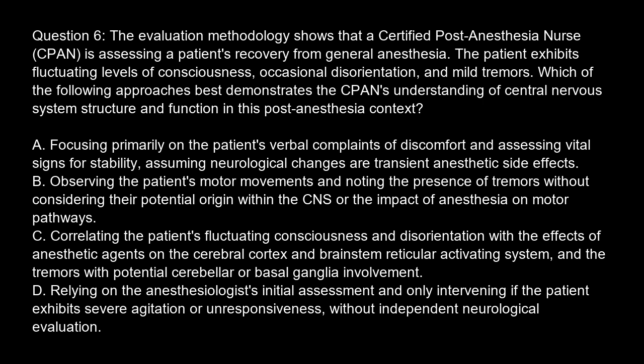Option B. Observing the patient's motor movements and noting the presence of tremors without considering their potential origin within the CNS or the impact of anesthesia on motor pathways. Option C. Correlating the patient's fluctuating consciousness and disorientation with the effects of anesthetic agents on the cerebral cortex and brainstem reticular activating system, and the tremors with potential cerebellar or basal ganglia involvement. Option D. Relying on the anesthesiologist's initial assessment and only intervening if the patient exhibits severe agitation or unresponsiveness, without independent neurological evaluation.